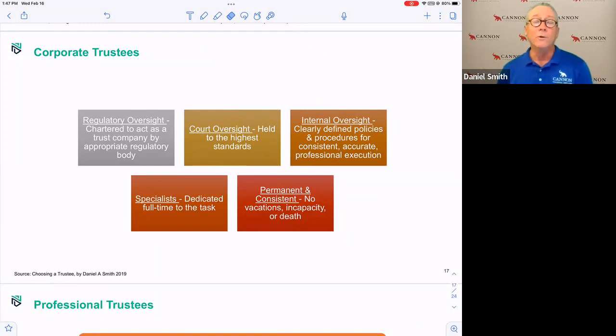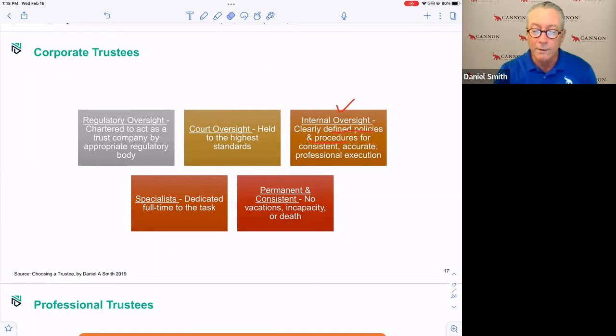But you can see from rulings over time that clearly the standards are different when you're operating with a professional trustee instead of an individual trustee who's not in that same role. So I talked about the internal oversight of what we're doing, having clearly defined policies and procedures that we carry out for consistent and accurate professional execution. Every trust company has a policies and procedures manual that tells them how to do various kinds of actions, so that from the first day I walk in, I should be able to follow the rule book, as it were, and understand what we're supposed to do.